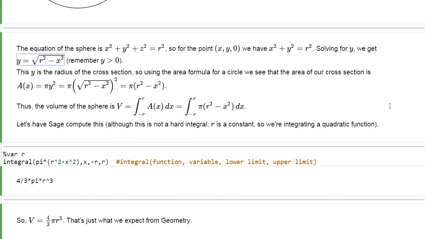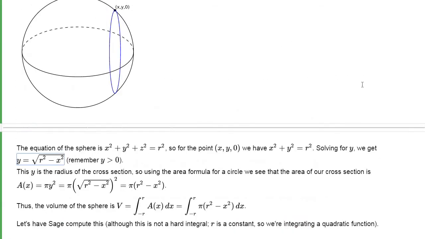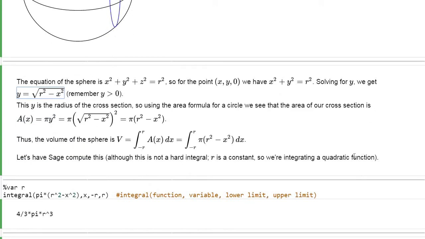I'm going to just take y's positive, the one on top of the circle, rather than the one on the bottom. Negative y down here would also be a solution to this equation, but I don't want that one. I want the positive one to give me the radius. Okay, so this is the y value of that point. That is the radius of the circle that's the cross section.